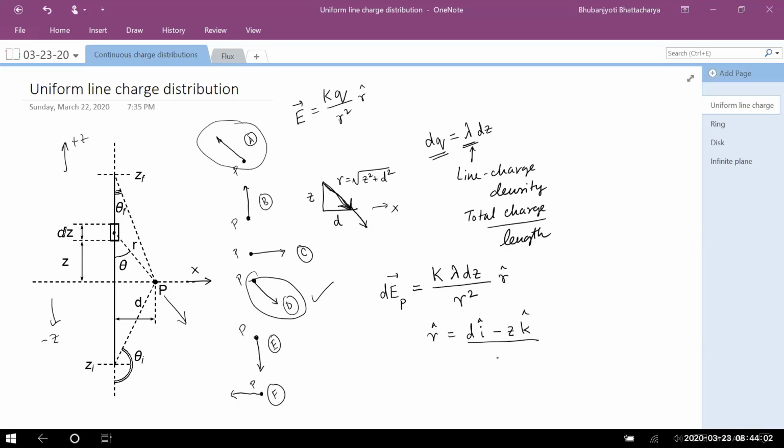Now I have to just divide it by r. And remember, r is the square root of z squared plus d squared. So this is my unit vector. So this tells me that dE_P is equal to k times lambda times dz divided by (d squared plus z squared) raised to the power 3/2, multiplied by (d i hat minus z k hat).